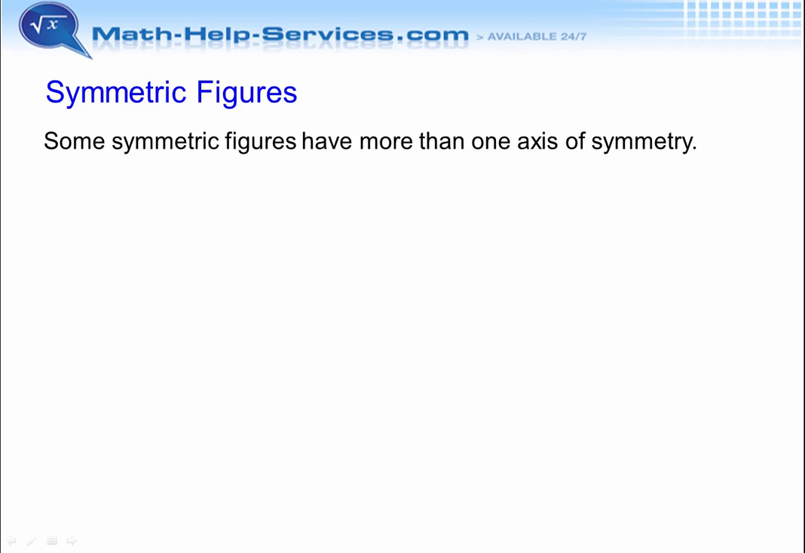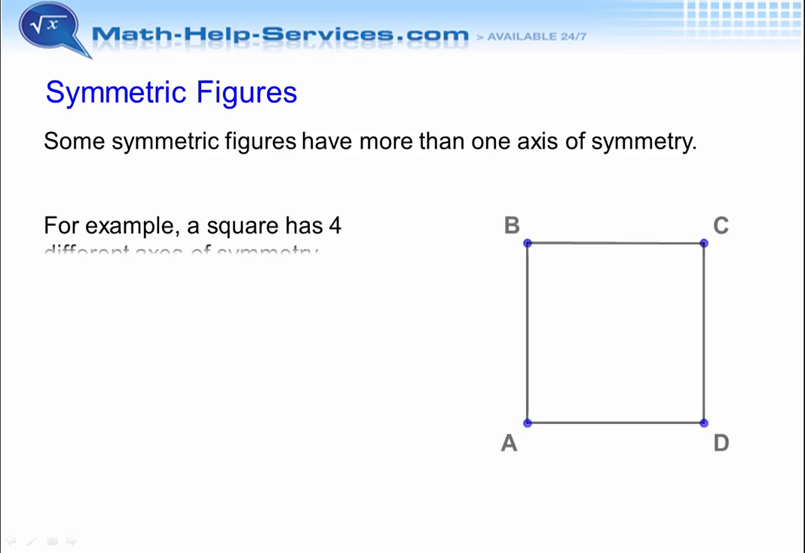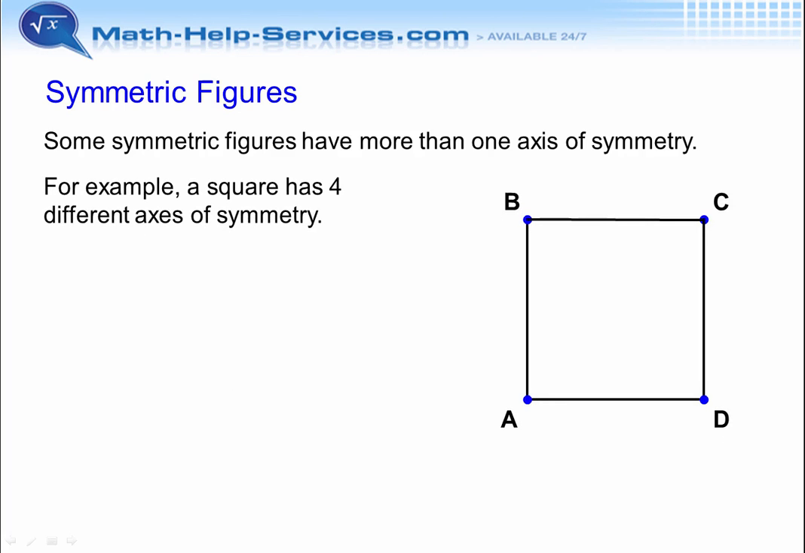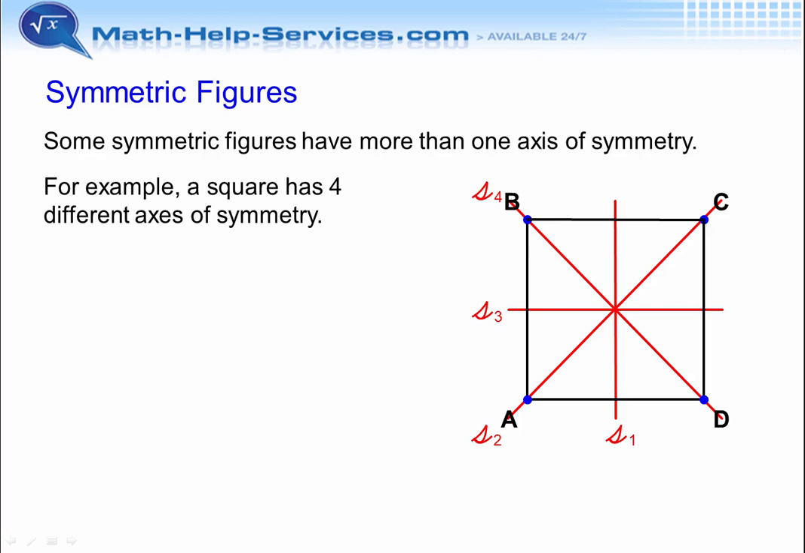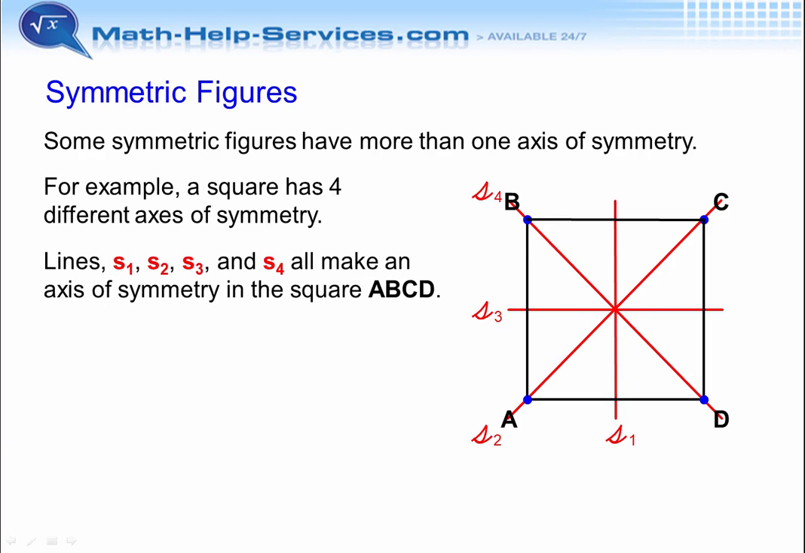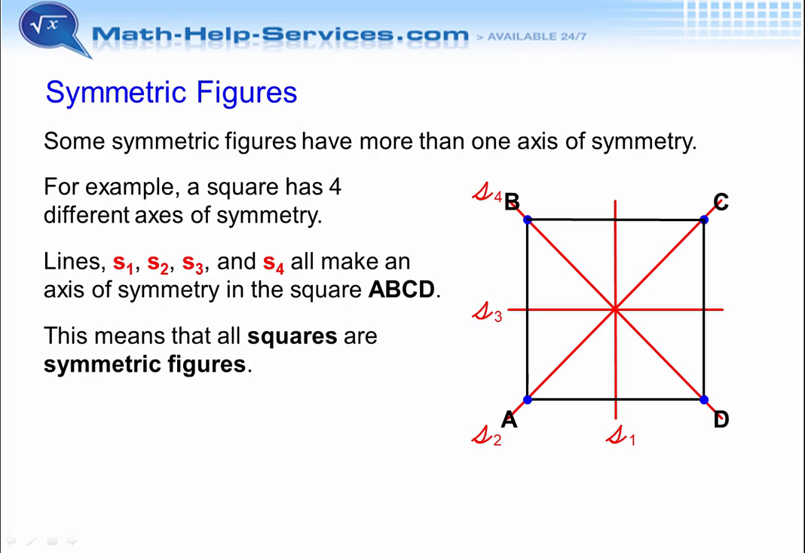Some symmetric figures have more than one axis of symmetry. For example, a square has 4 different axes of symmetry. Here's one, here's another, a third, a fourth. Lines S1, S2, S3, and S4 all make an axis of symmetry in the square ABCD. This means that all squares are symmetric figures.